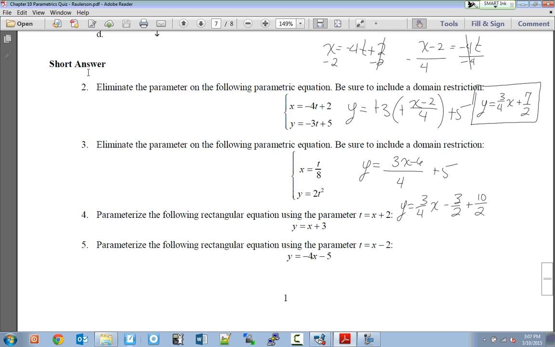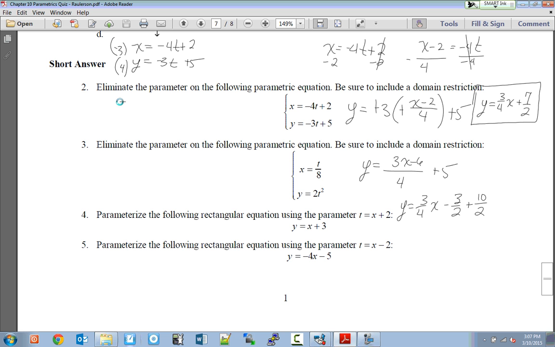Now, the other way you can do it is to use a system of equations. So we have x equals negative 4t plus 2, and we have y equals negative 3t plus 5. Well, remember, to solve a system of equations, you want to have one of your variables, in this case t, have the same number, just opposite signs. So for t here, we have 4 and 3. So let's make the variable in front of t 12 and negative 12. So we're going to accomplish that by multiplying the top by negative 3 and the bottom by positive 4.